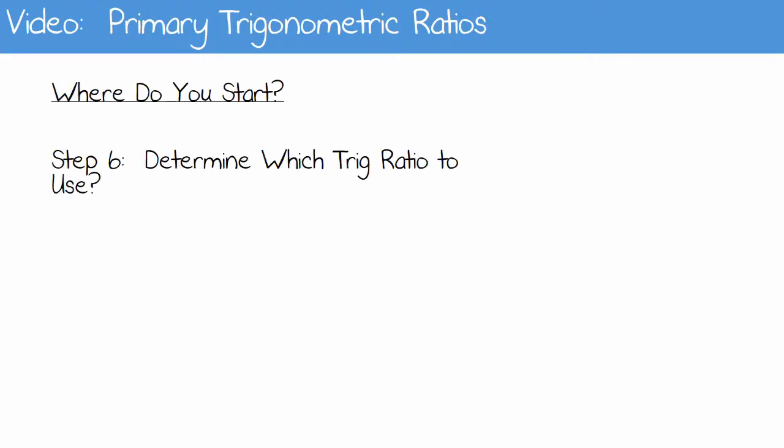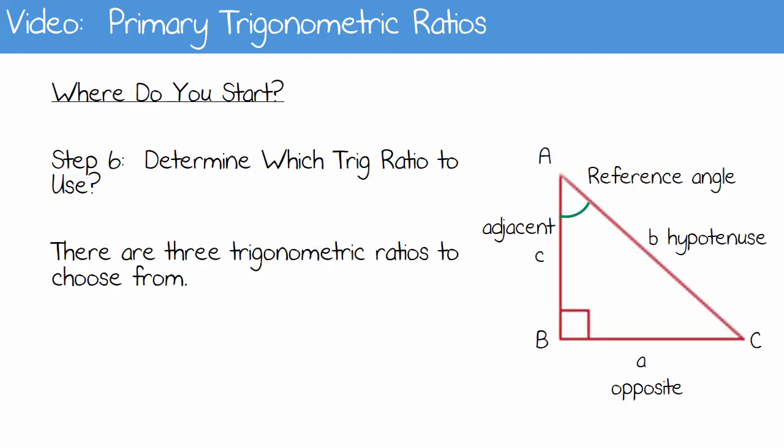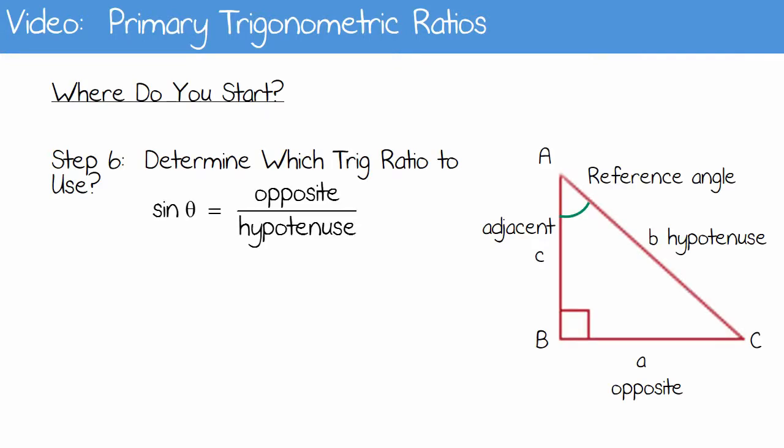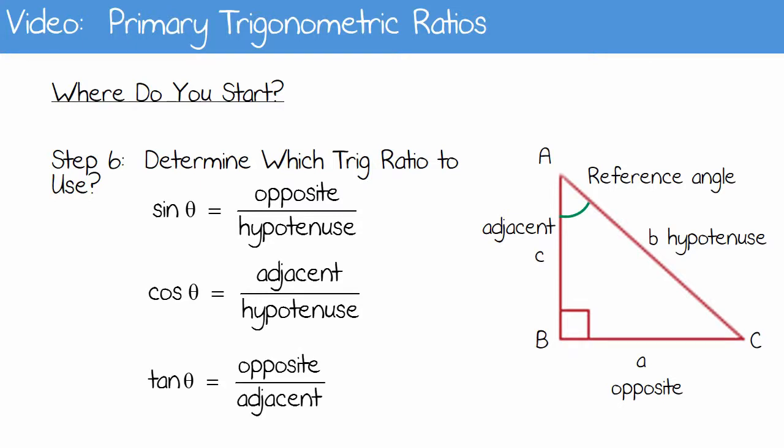Determine which trigonometric ratio to use. There are 3 trigonometric ratios to choose from. Sine theta, where theta is used to represent an angle, which is opposite over hypotenuse; cos theta, which is adjacent over hypotenuse; or tan theta, which is opposite over adjacent.